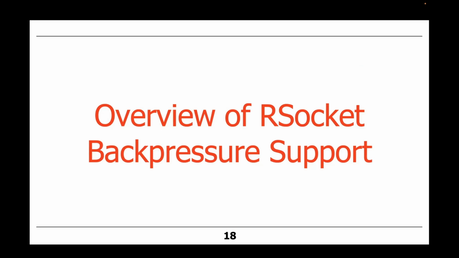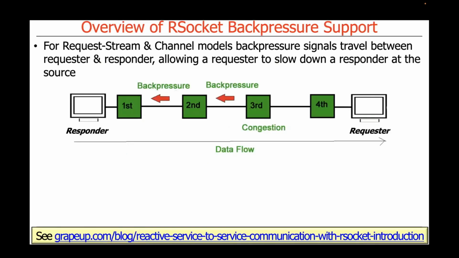Let's talk briefly about backpressure. So we all know what backpressure is. Hopefully by now it's a way of ensuring that fast publishers don't overrun the resources of slower subscribers. And so in this particular case, if we've got a requester that is not able to keep up with a fast responder, it can exert back pressure on the responder to keep it from sending data so quickly. That's the basic idea.